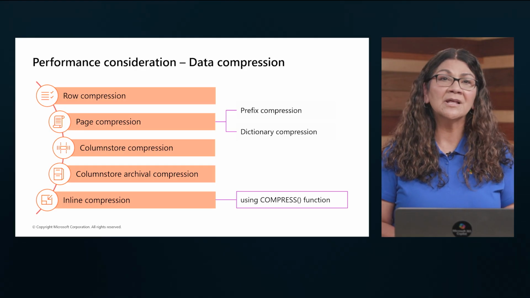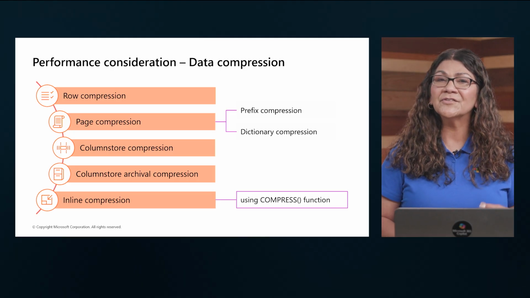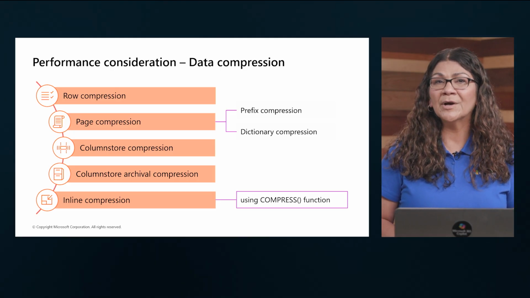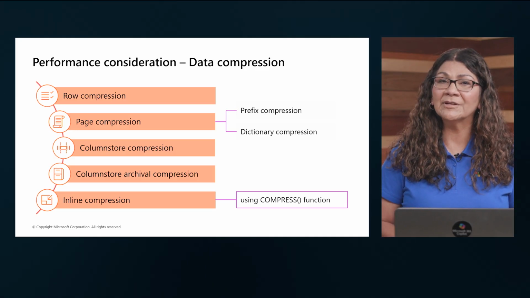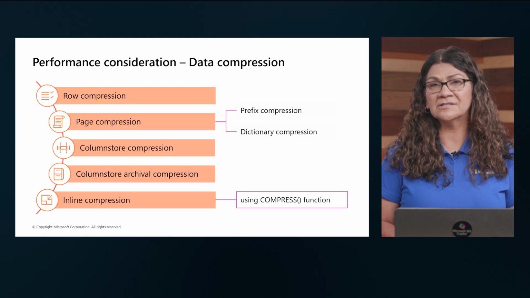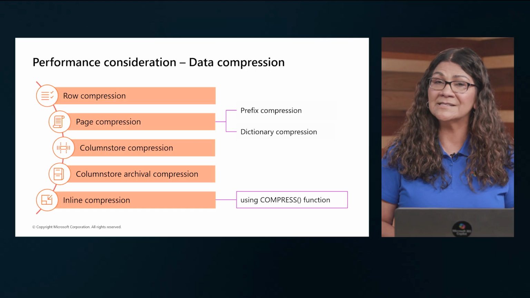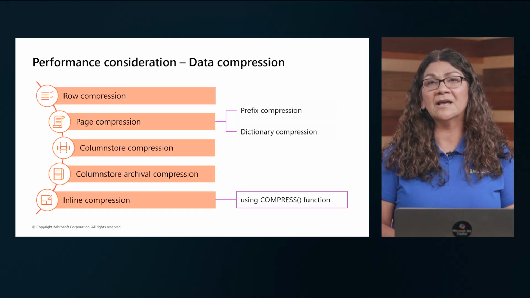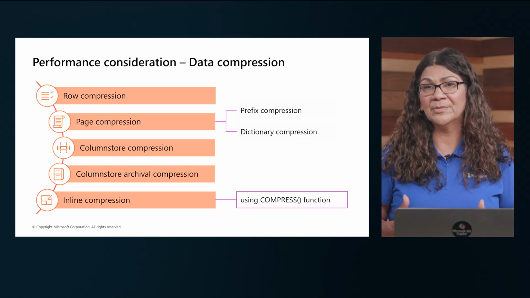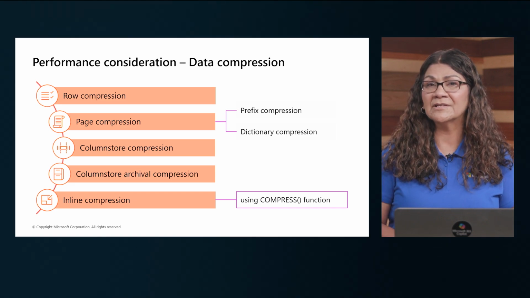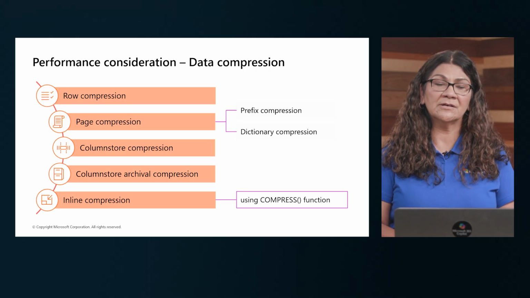Column store compression is optimized for analytics and data warehousing. It significantly reduces I/O by compressing data in a columnar format, enabling faster scans and aggregations. Column store archival compression applies even more aggressive compression to the column store data, and it's ideal for cold or infrequently accessed data. It maximizes storage savings with minimal impact on query performance for archival scenarios.